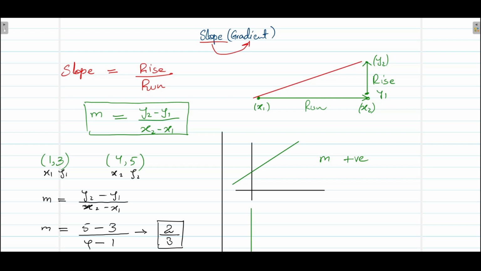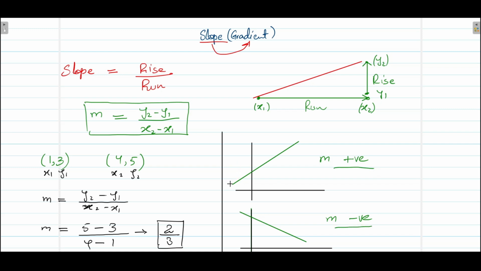Similarly, if I have a line which is moving in the opposite direction like this, it will always have a slope which will be negative. So this is a general way to describe the difference between the positive slope and the negative slope.